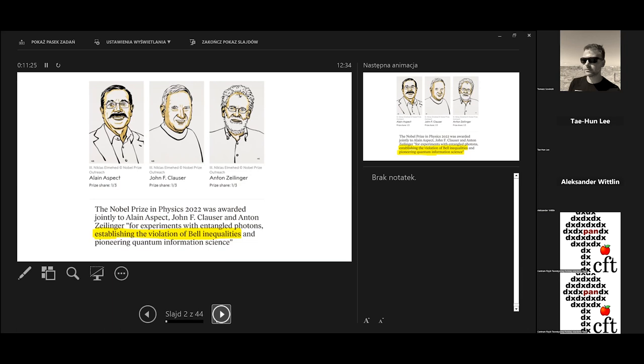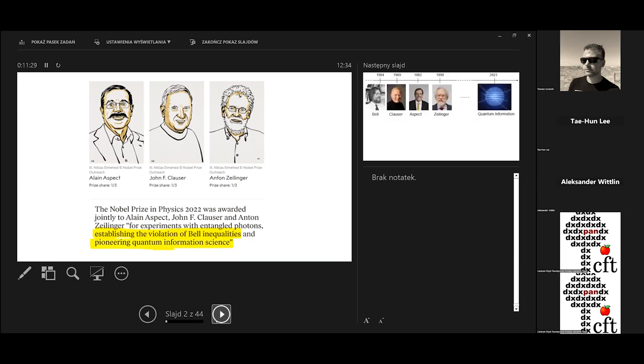And in the full statement, the Nobel Committee said that another reason for the Nobel Prize is pioneering quantum information. And by the way, this is the first time that the words quantum information appear in the reason to award a Nobel Prize. And indeed, it makes sense to relate Bell inequalities to quantum information.